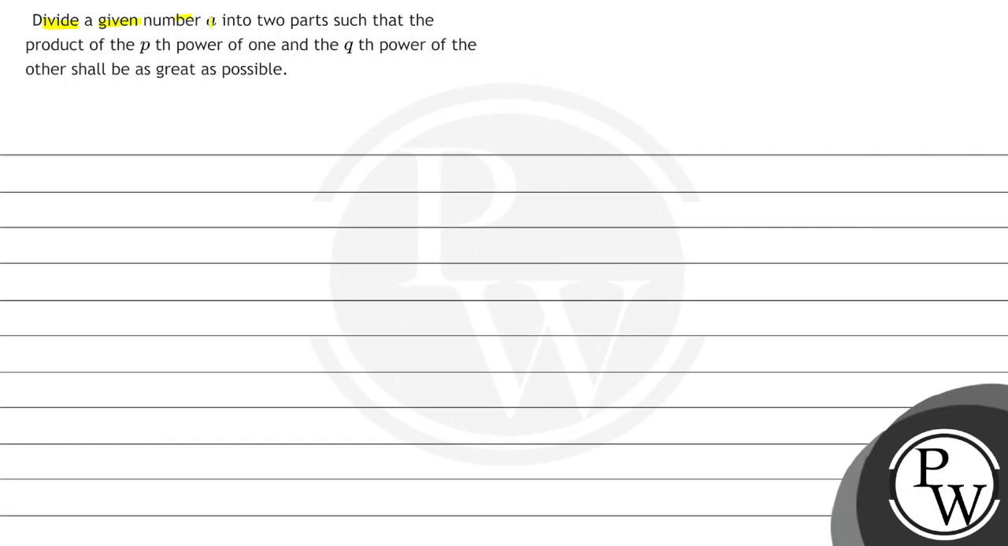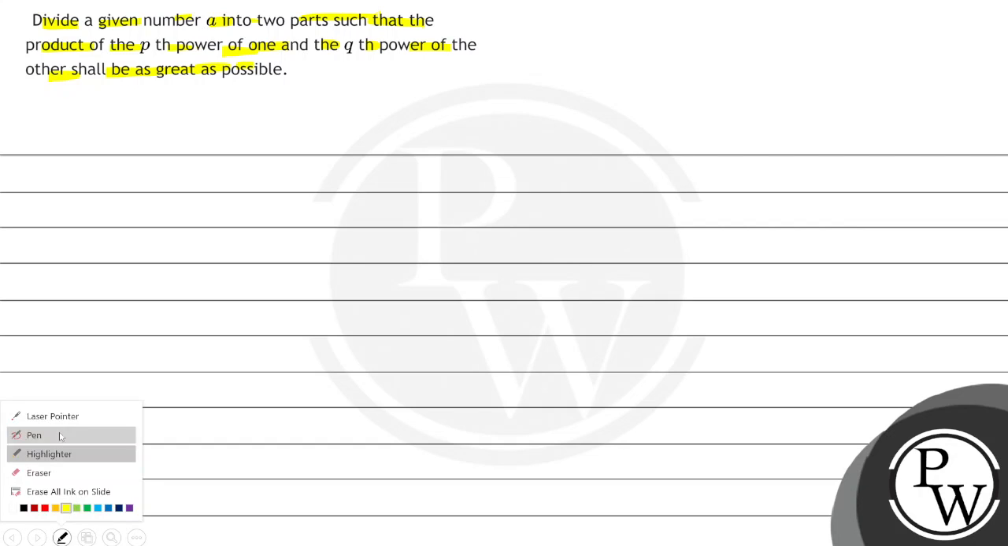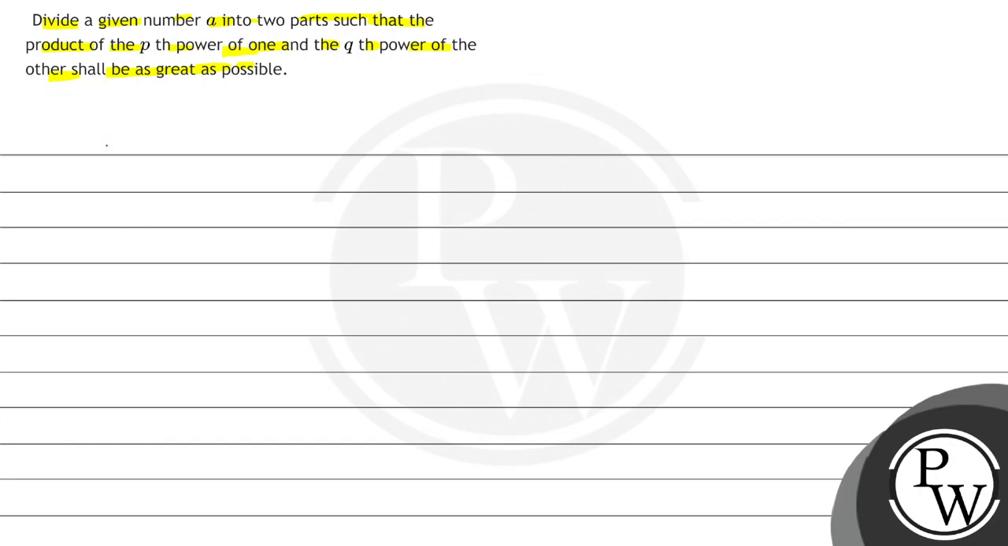Let us read the question first. Divide a given number a into two parts such that the product of the pth power of one and the qth power of the other shall be as great as possible. So first of all, we'll write the key concept. The key concept is that first of all, we have to find the critical point.